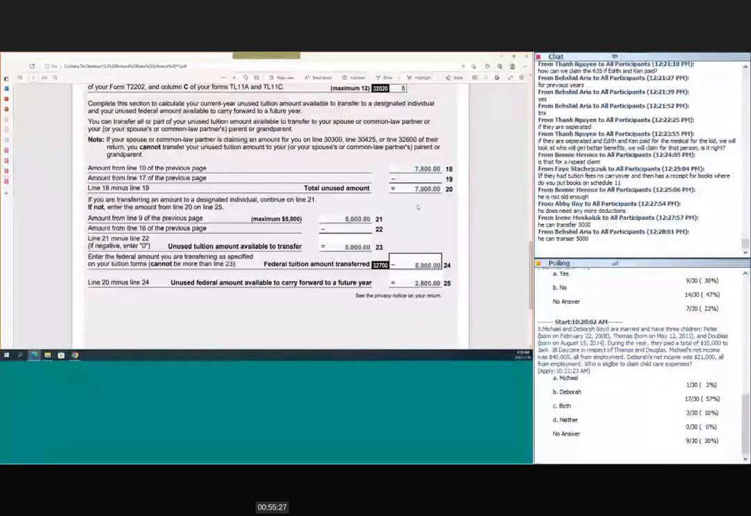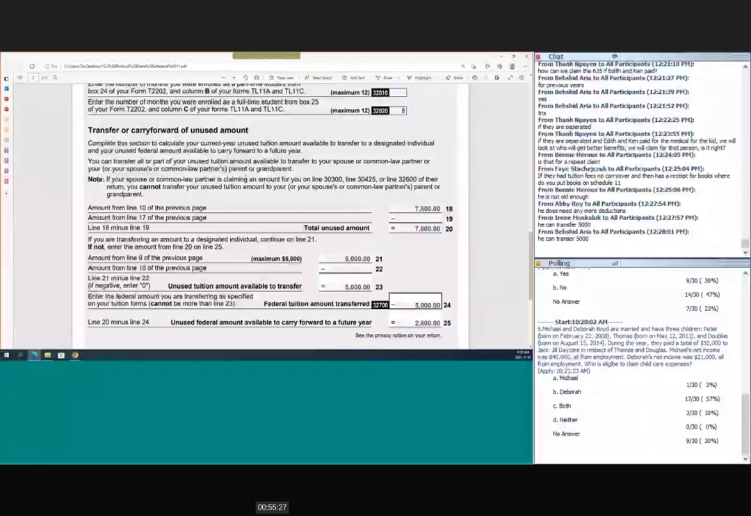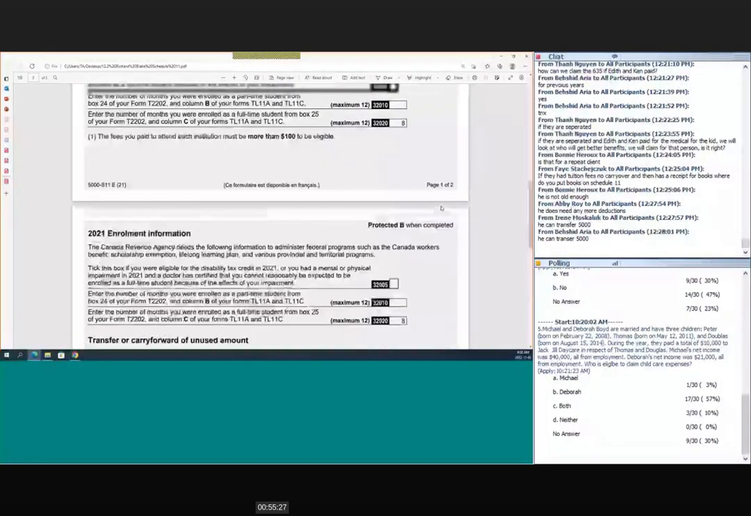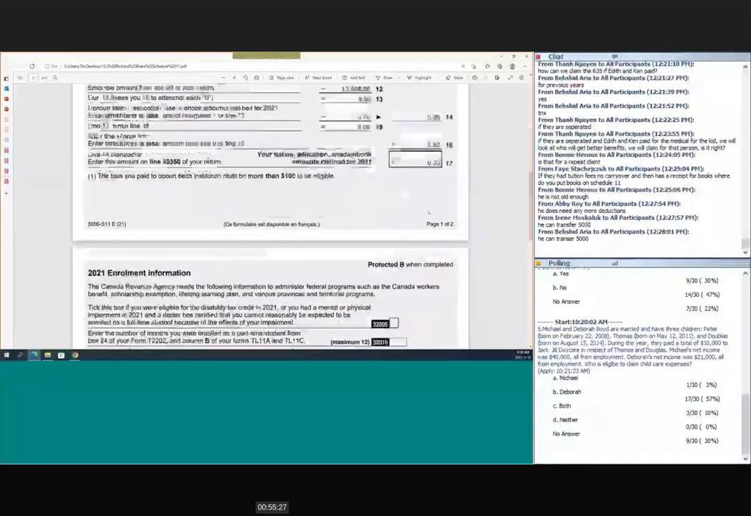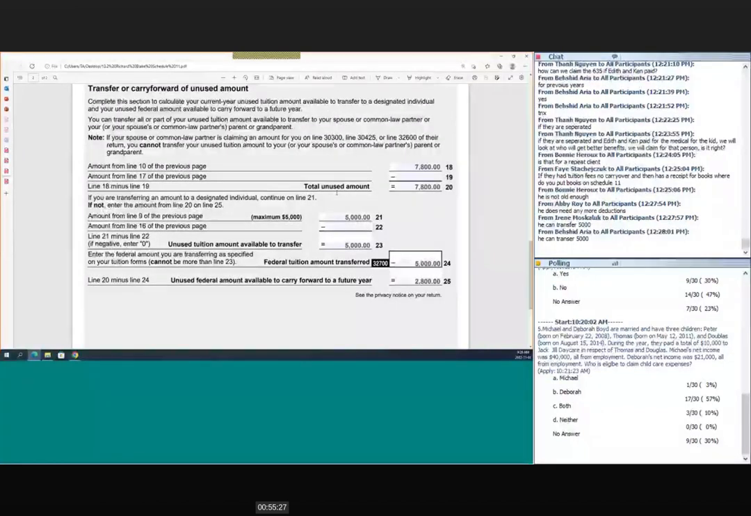Then we go to the part of the form where we calculate the transfer that is available of his unused amount. They ask, what is the amount from line 10? So let's go up. Line 10 is his total tuition available, the carry forward plus the current year. So it's 7,800. So the unused amount is 7,800. If you're transferring an amount to a designated individual, continue on to line 21. What is the maximum that can be transferred? It's $5,000.